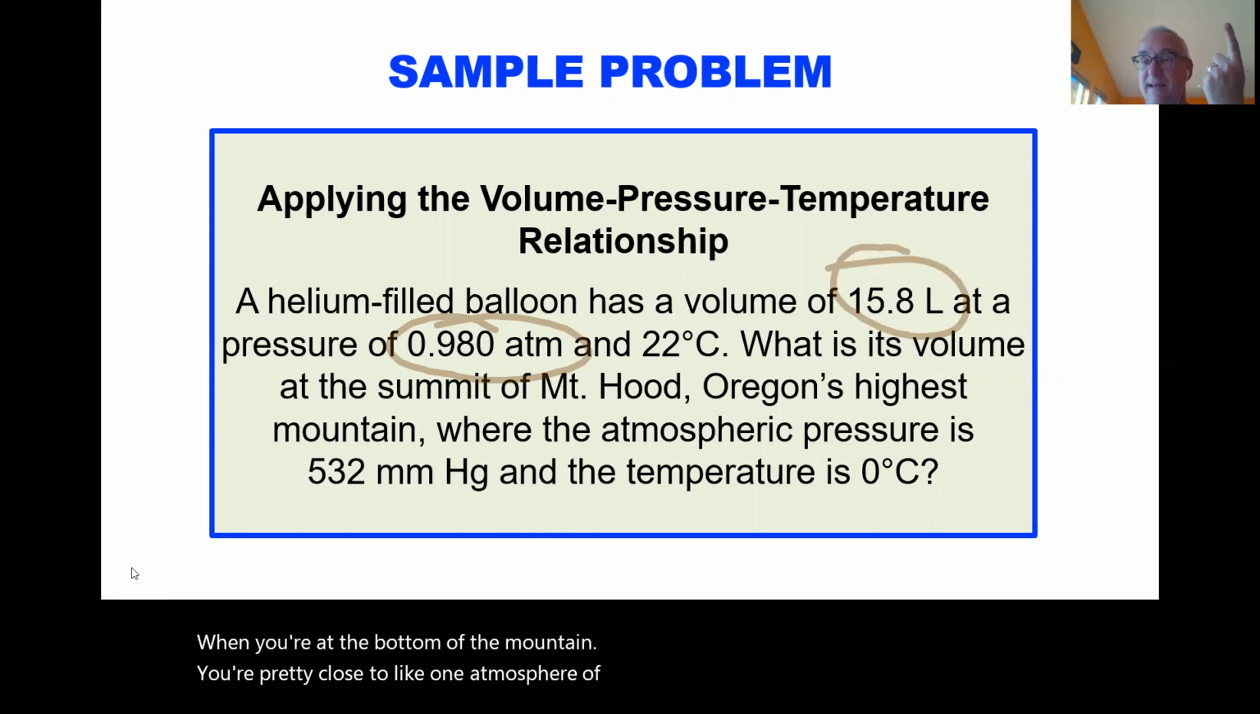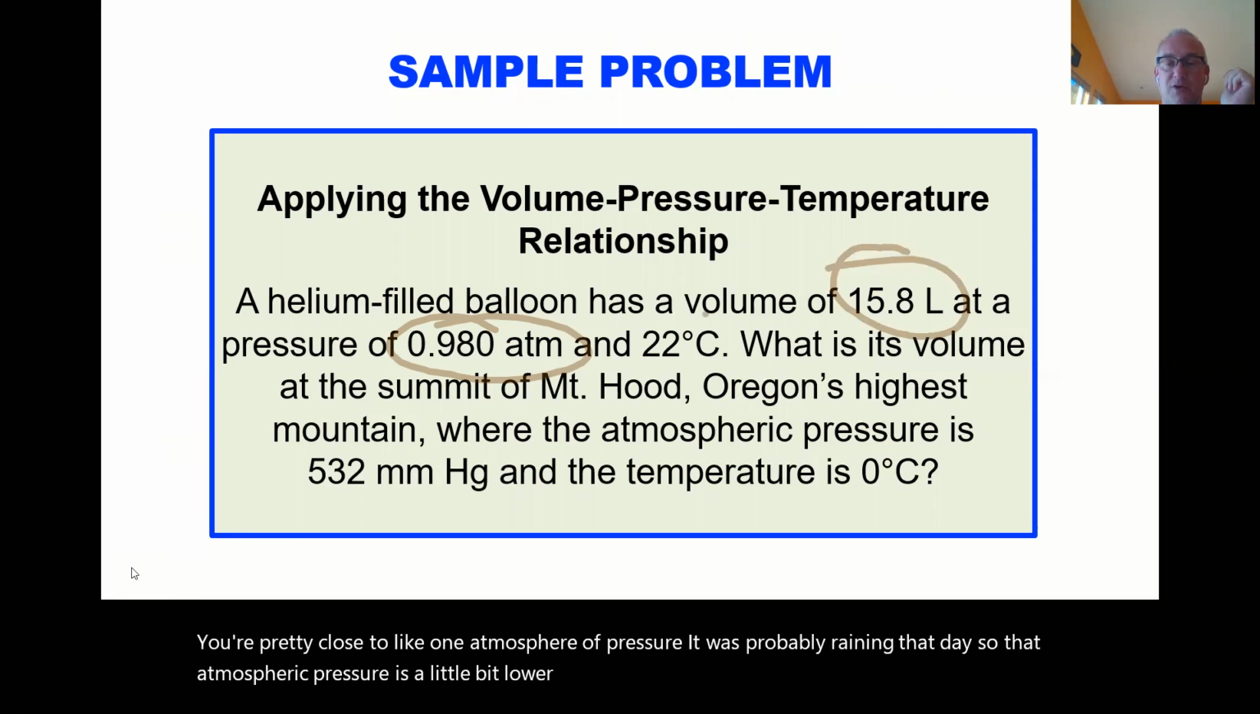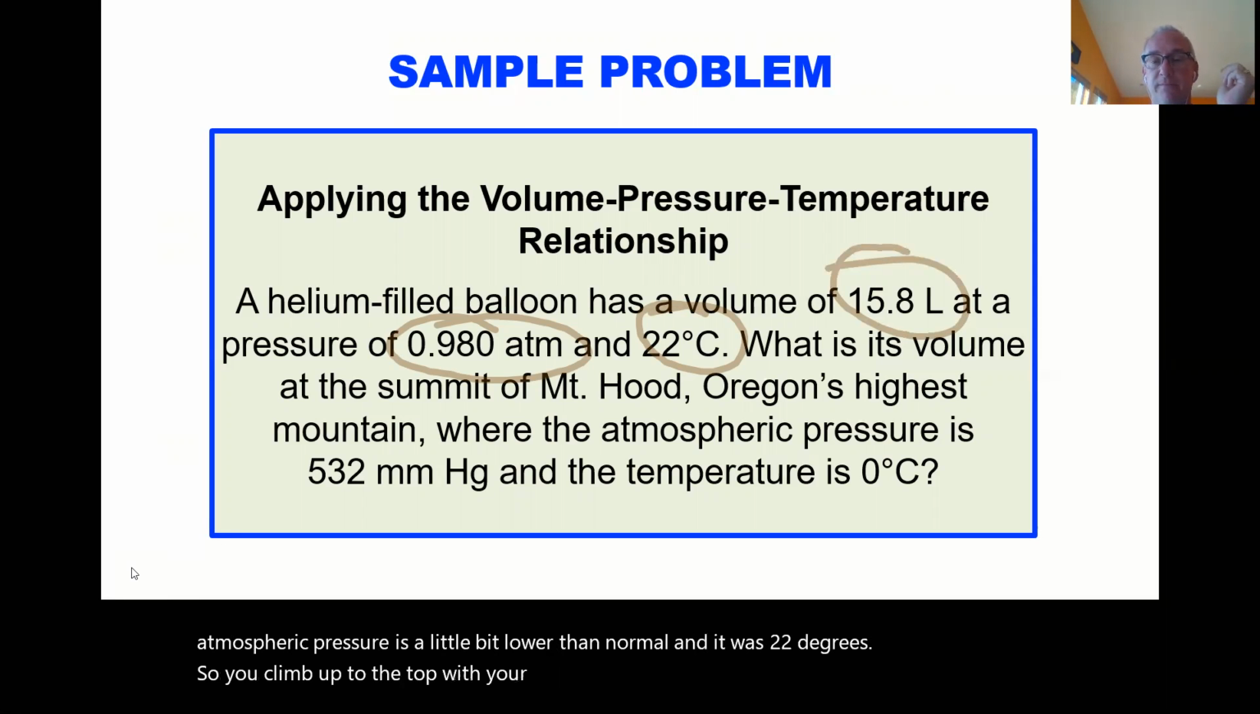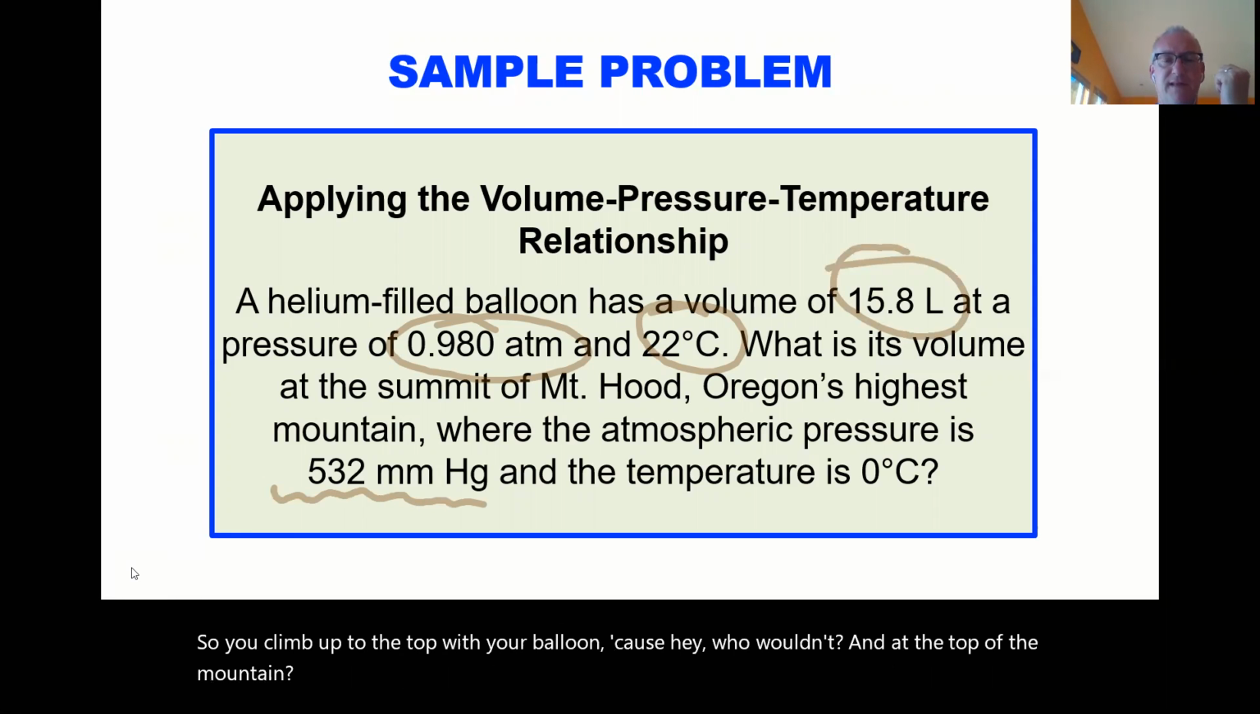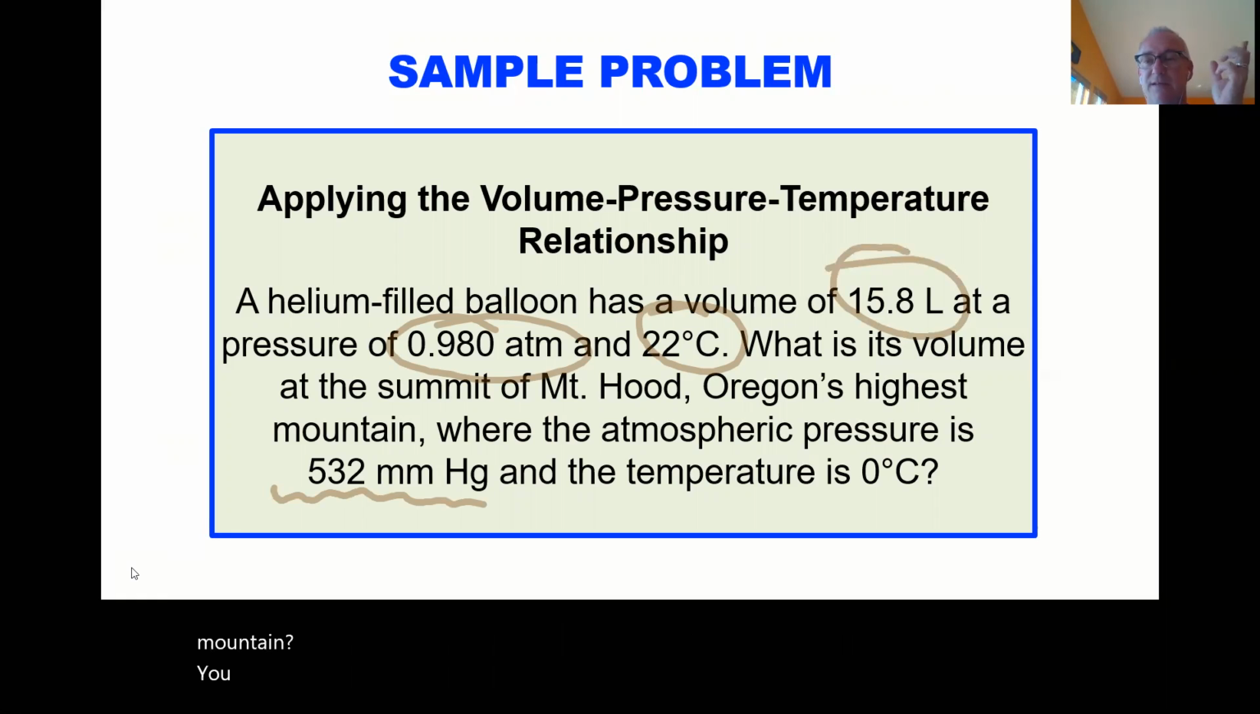It was probably raining that day, so the atmospheric pressure is a little bit lower than normal. And it was 22 degrees. So you climb up to the top with your balloon, because, hey, who wouldn't? And at the top of the mountain, you see the atmospheric pressure is lower now. Notice they're in different units. And the temperature is colder.